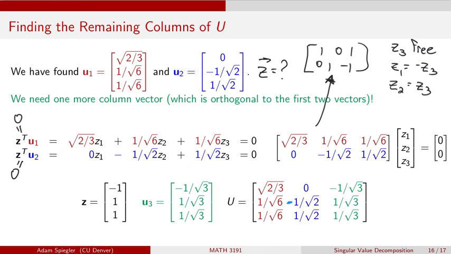So now our matrix u consists of the first column u1, the second column u2, and now we've found the third column, which is u3. All right, we are done. Let's just summarize the final solution on the last slide.